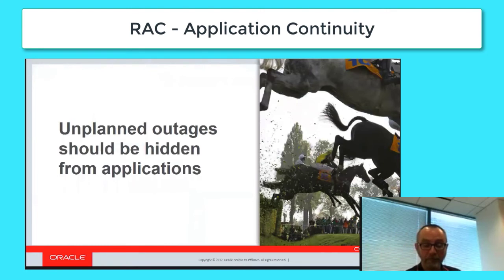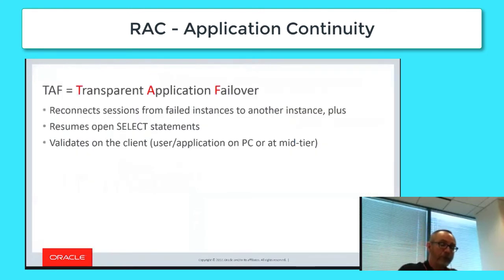Okay. Pretty straightforward. So what is TAF? This has been around for a long time now. In the early days of RAC, it was introduced to provide what we call Transparent Application Failover. Grandiose name, boiled down to a fairly simple concept: it reconnects sessions from a failed instance to another instance. Basically, it automatically reconnects an application session to a live instance when the instance it had been connected to disappeared, for whatever reason that might be.